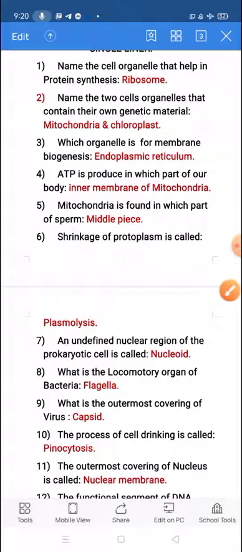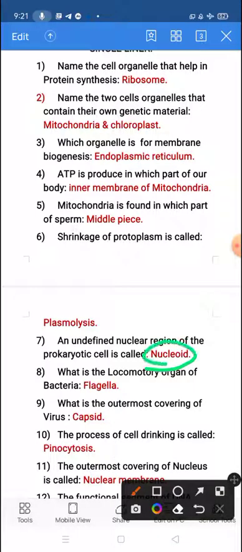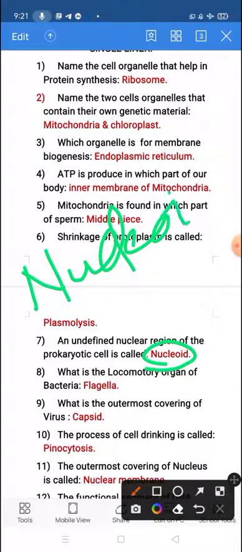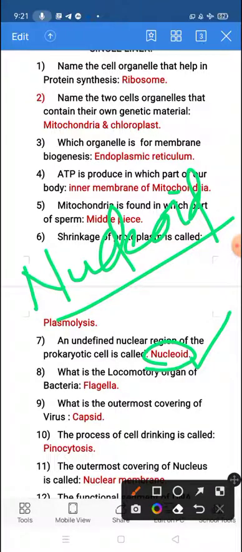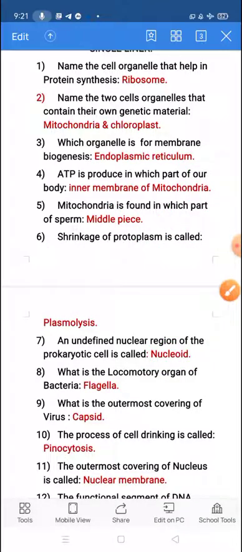Question number 7: An undefined nuclear region of the prokaryotic cell is called nucleoid. Nucleus means a well-developed organelle, but here it is an undefined nuclear region, the nucleoid. This is very important.